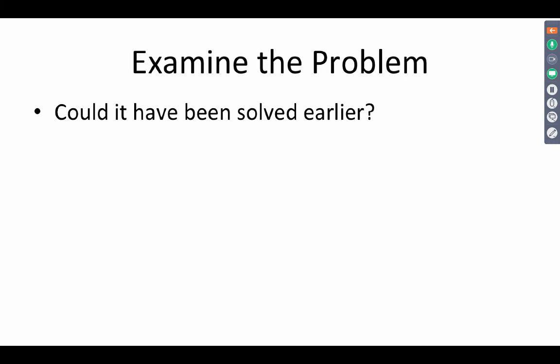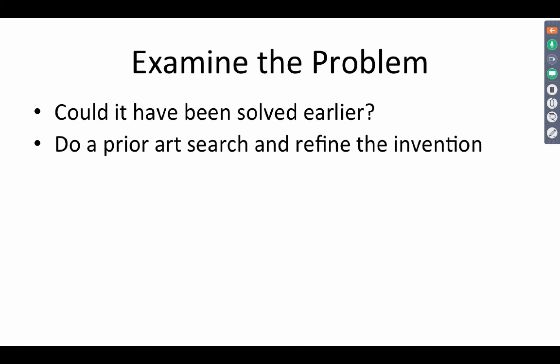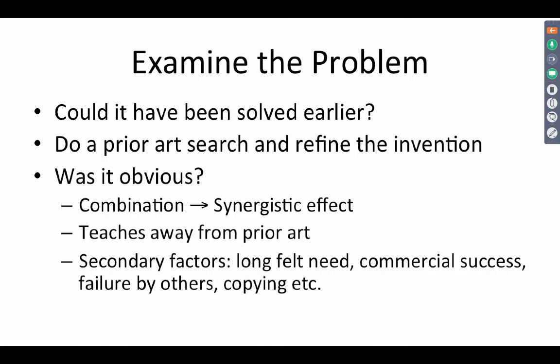Examine the problem. Now you ask the question: could it have been solved earlier? You essentially do this to get over the objections on obviousness. You can find this by doing a prior art search and then refining the invention if it requires. Now, what is obvious?